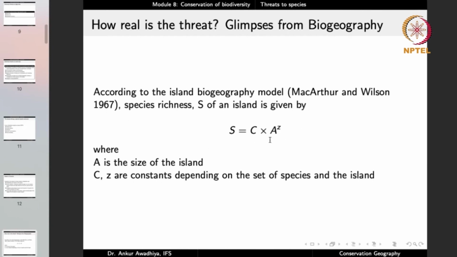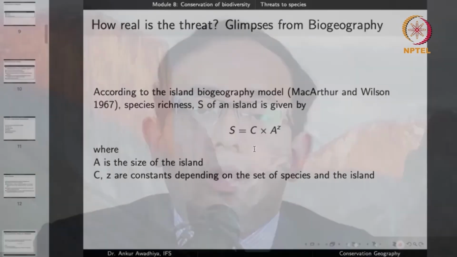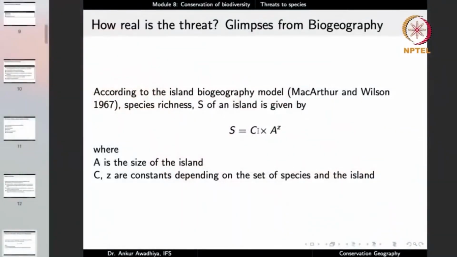So essentially what we are saying here is that if A increases, that is the size of the island is more, then the number of species will also be more, which is quite expected because a larger island will typically have more habitats which will support more species. But if you increase the size of the island by, say, double, the species richness will not double because it is related by a factor of Z and it is controlled by the factor C.